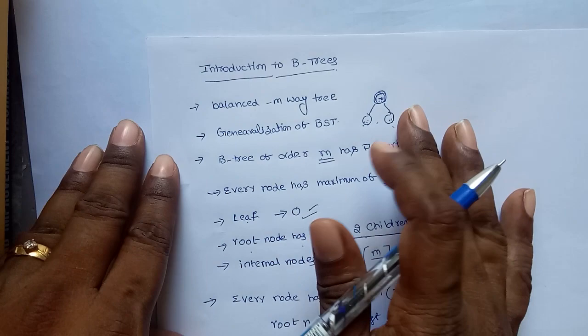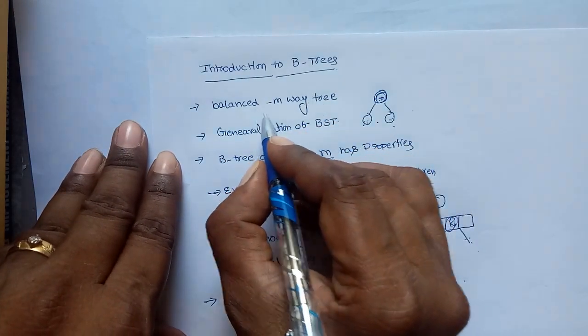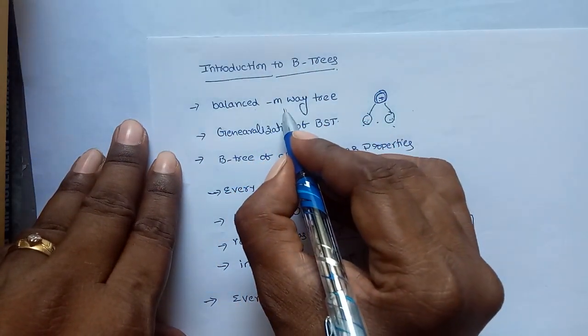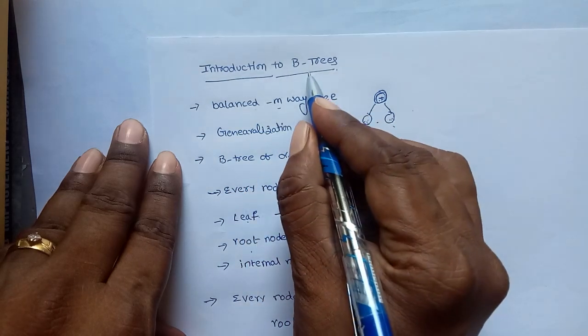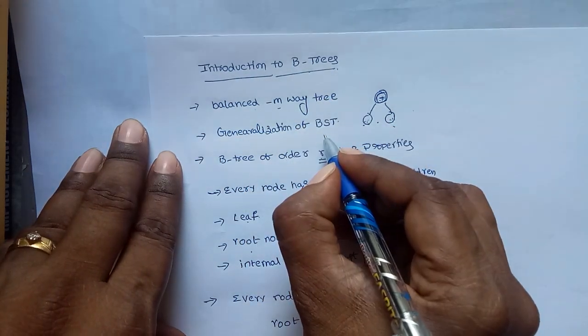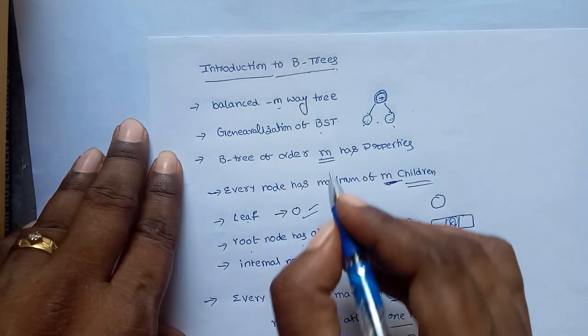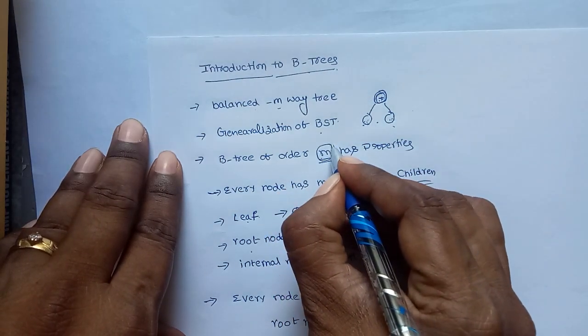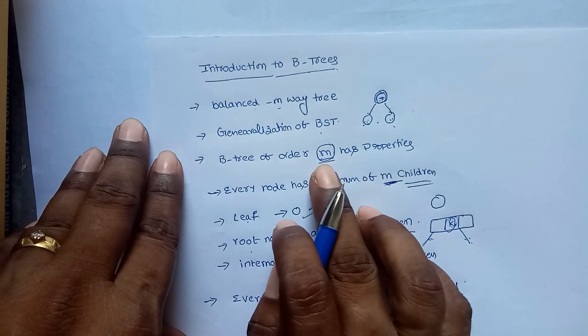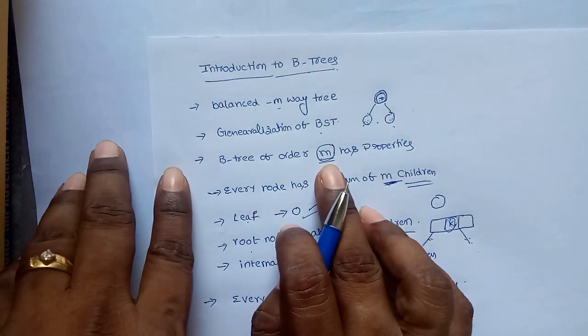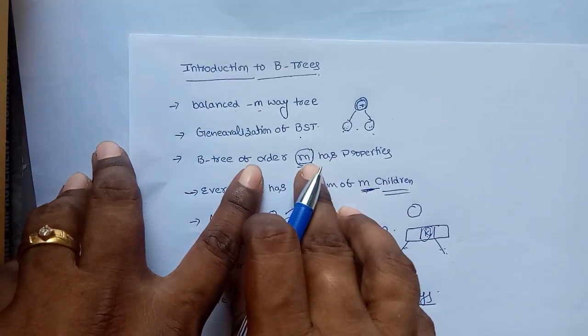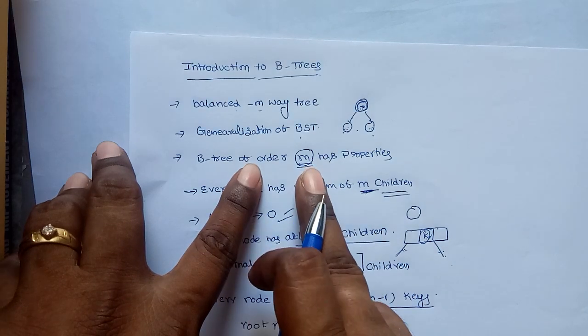Once again, a B tree is a balanced M-way tree. That is, an M-way tree of order M is called a B tree. So it is simply a generalization of the binary search tree. A B tree of order M has the following property. Here remember, order M means the number of children. In simple terms, it contains a maximum of m children.